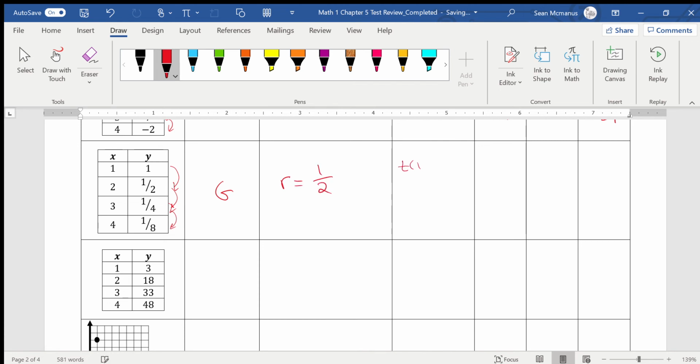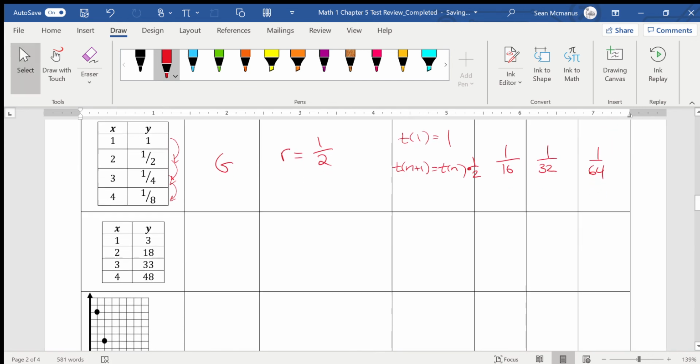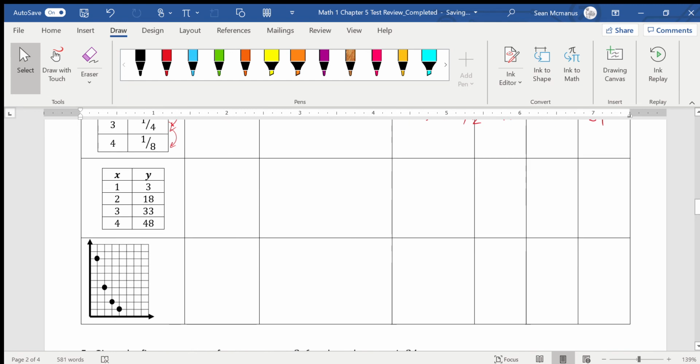So t of 1 is 1. And after that, the next term is the current term times 1/2. So the next one, after 1/8, would be 1/16. And a 32nd, and a 64th. This one is adding 15 every time.